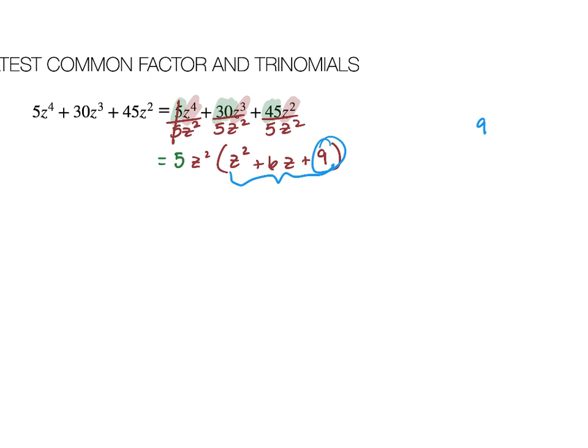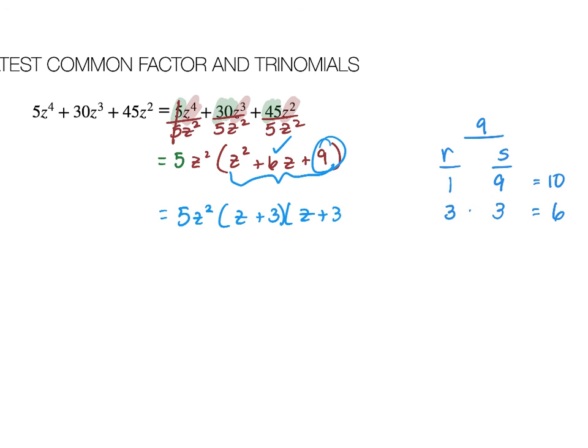There's our 9, r and s. See, it could be 1 times 9. That adds up to 10. That's no good. Could be 3 times 3. That adds up to 6. That's a good sign. So let's go ahead and factor this. 5z squared times z plus 3 times z plus 3. Okay, and I could go through and check this, but I guarantee this will work out.